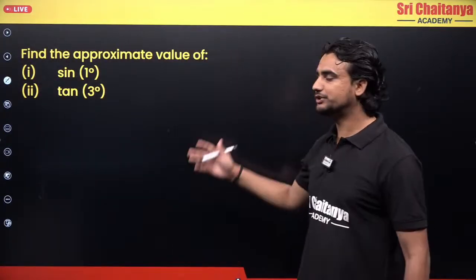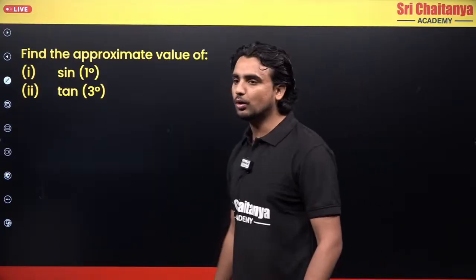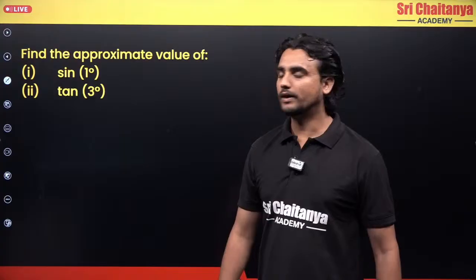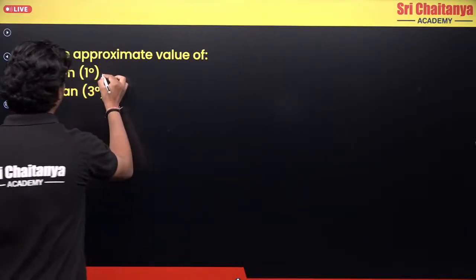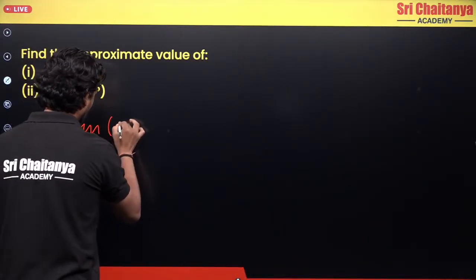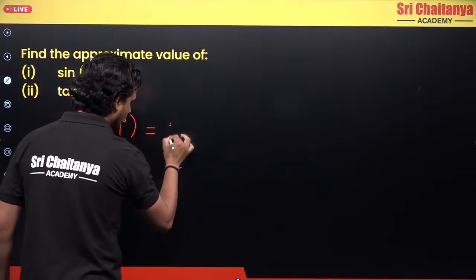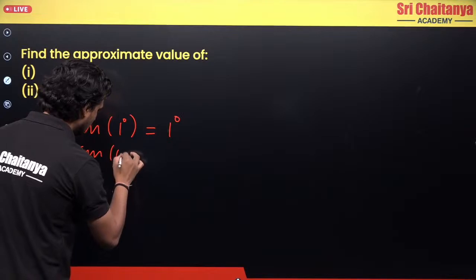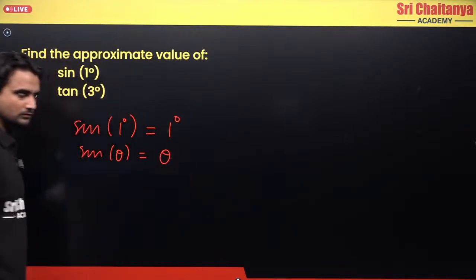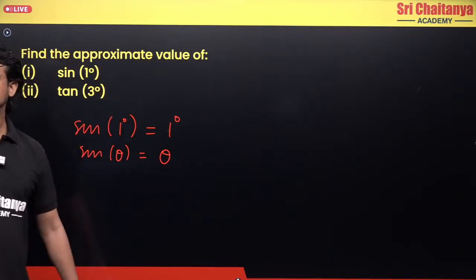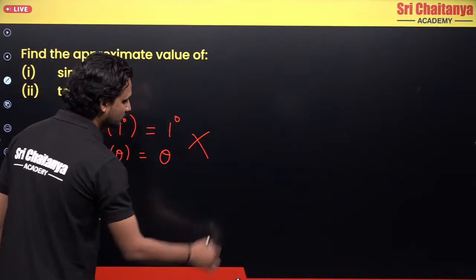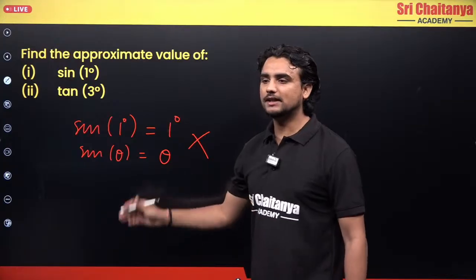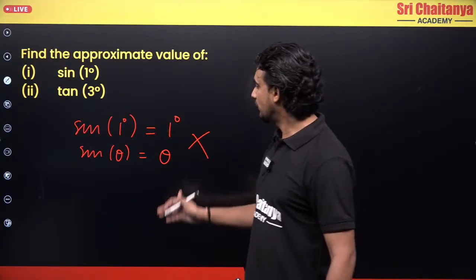So let's suppose I have this question. What is given? Find the approximate value of sine 1 degree. So sine 1 degree is equal to 1 degree, no? Sine theta is nearly equal to theta, right? Is this correct? No, this is not correct. Why is this not correct? I told you sine theta is equal to theta, right? So why is it not correct?